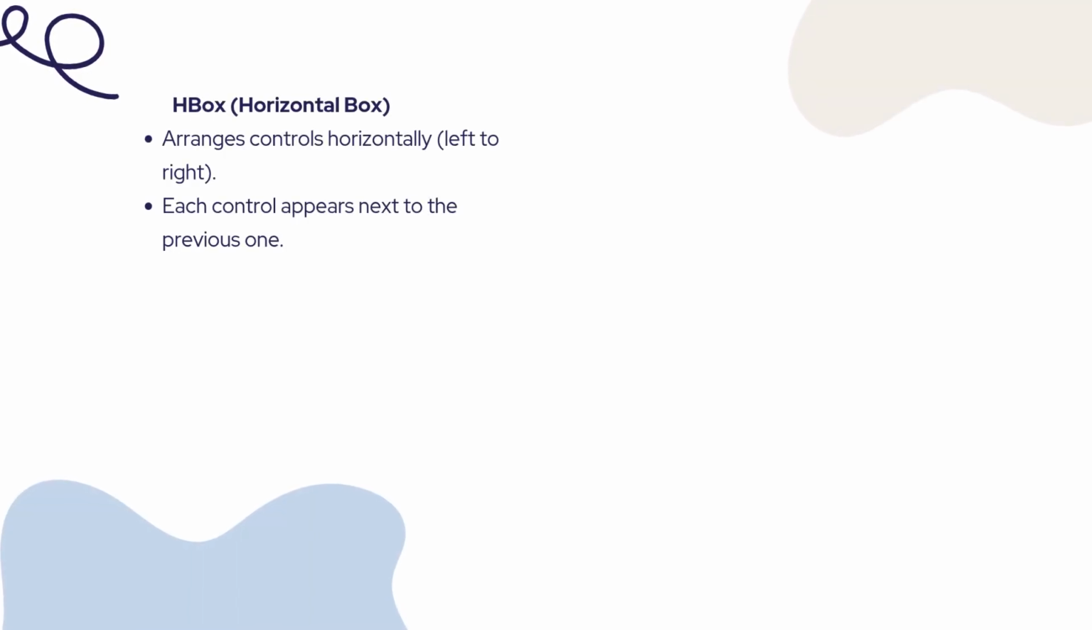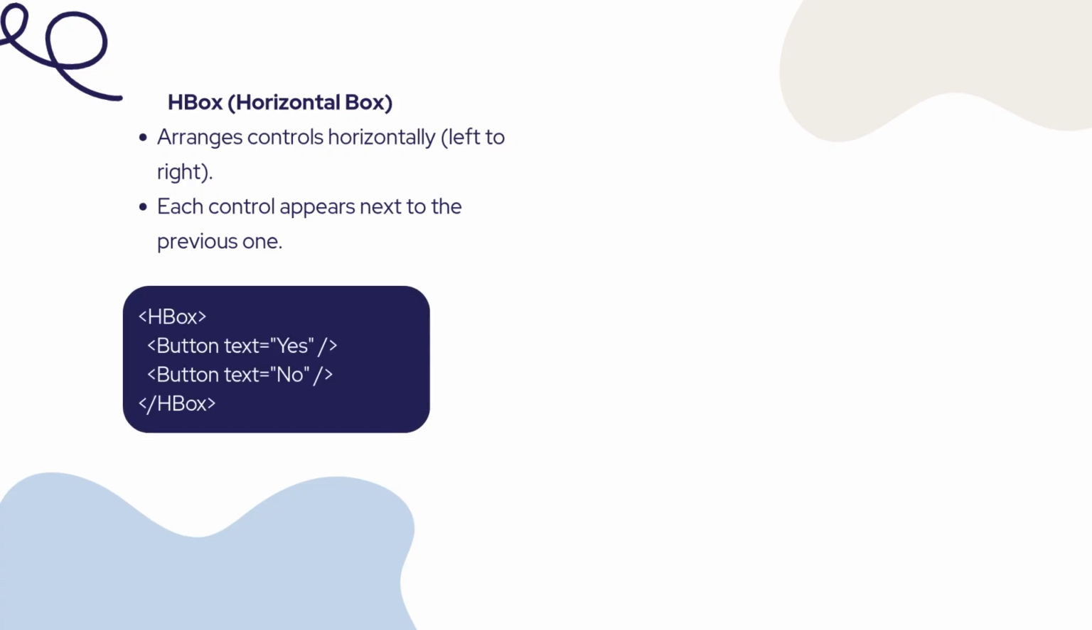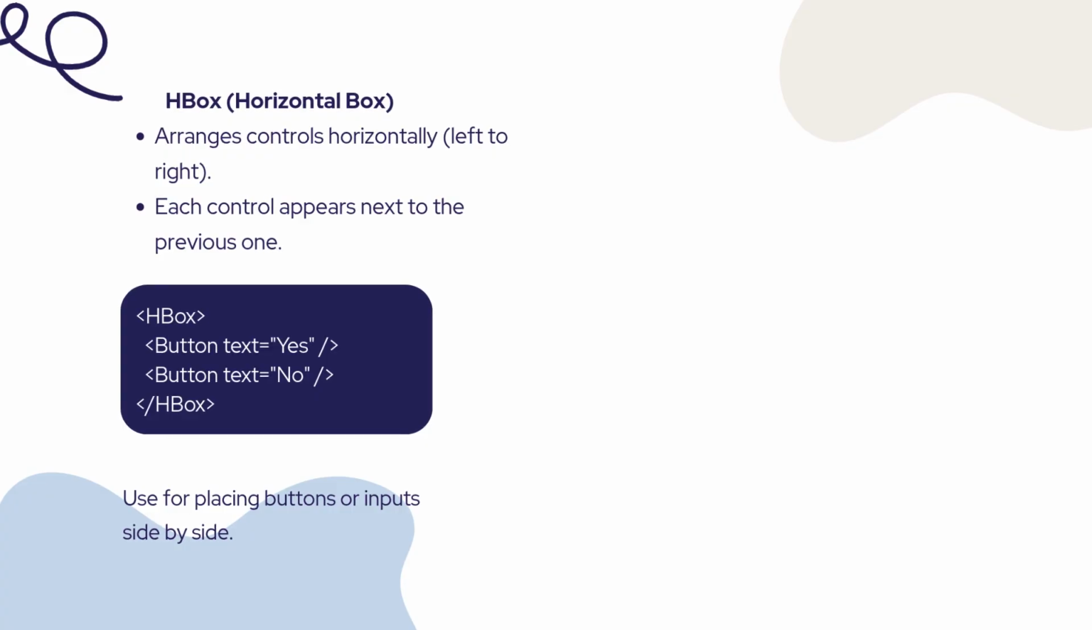Second is HBox, which is a horizontal box. HBox places elements side by side from left to right. In the example of the XML file, you can see. So use HBox when you want buttons or inputs next to each other.